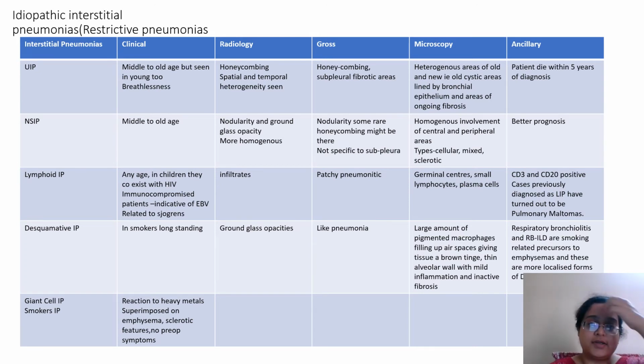In children, they coexist with HIV in immunocompromised patients and indicate EBV, and it can be that where lymphoid is present, it is either viral or autoimmune, and it can also occur in children.